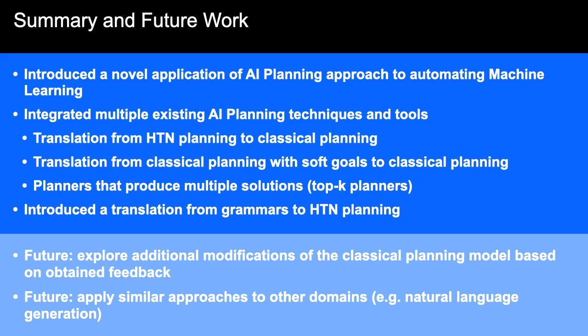This allows, for the first time, to easily explore the space of possible valid pipelines without posing severe restrictions on the set of such pipelines. For future work, we intend to explore additional modifications to the classical planning model to account for the accuracy-based feedback. Additionally, we would like to apply a similar approach to other domains, such as natural language generation.